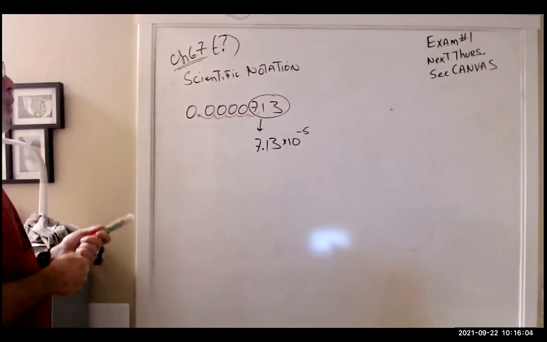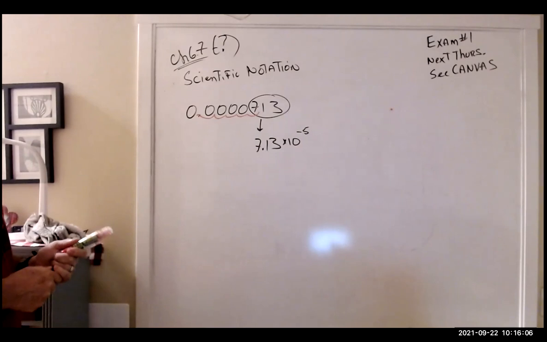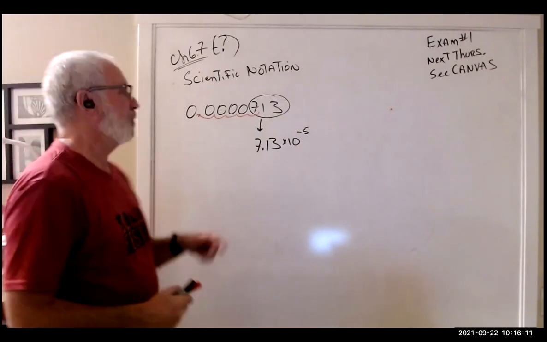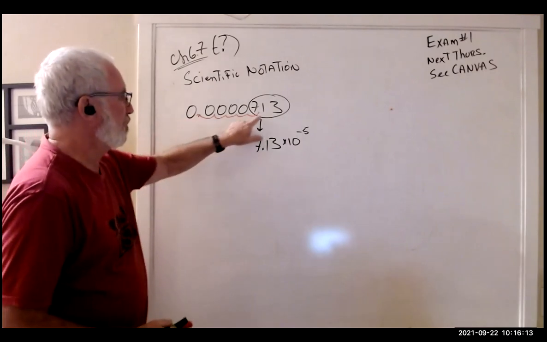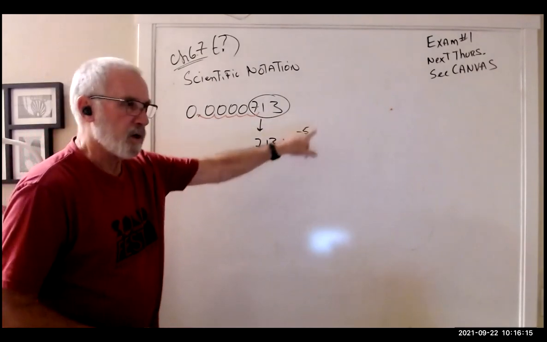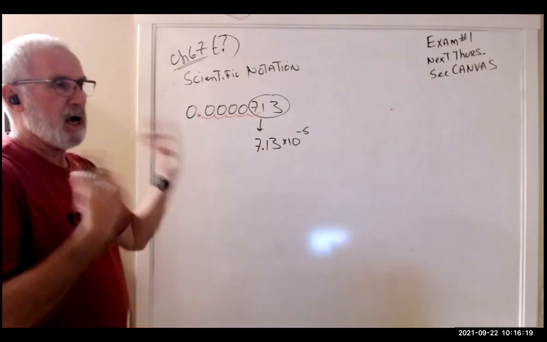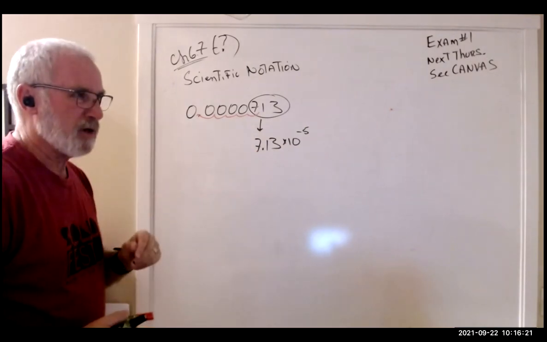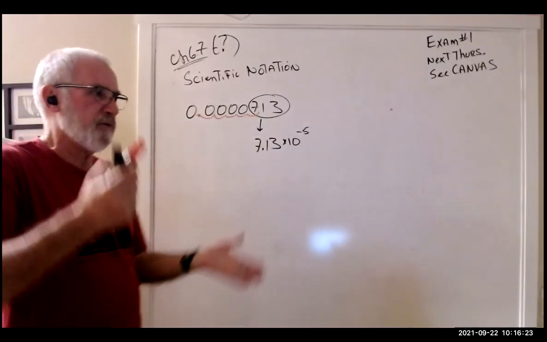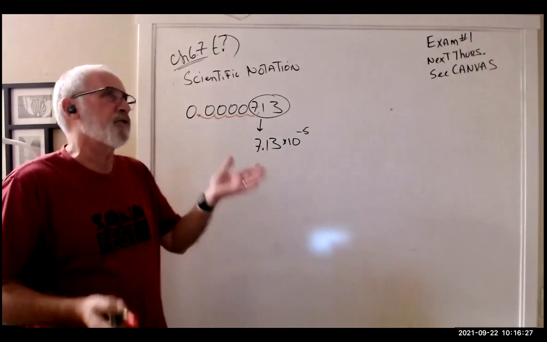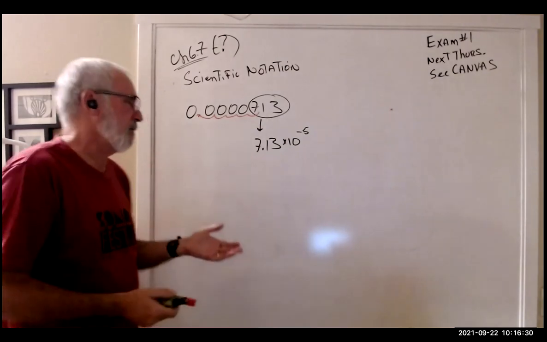Why is it negative? Well, some people just memorize: when I move the decimal point to the right, I use negative; when I move the decimal point to the left, I use positive powers. I think of it a little bit differently.